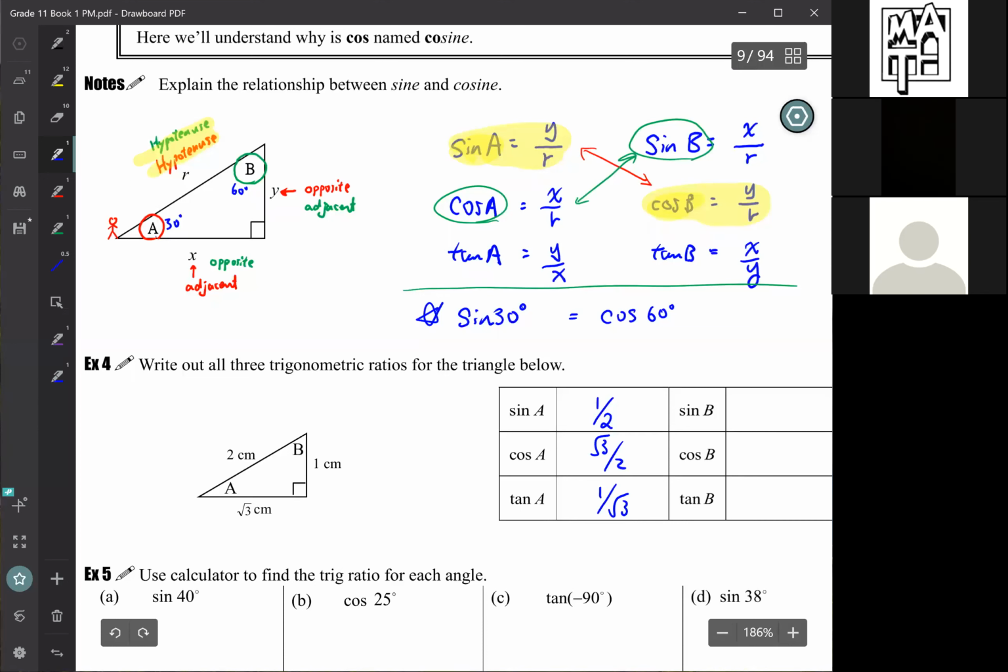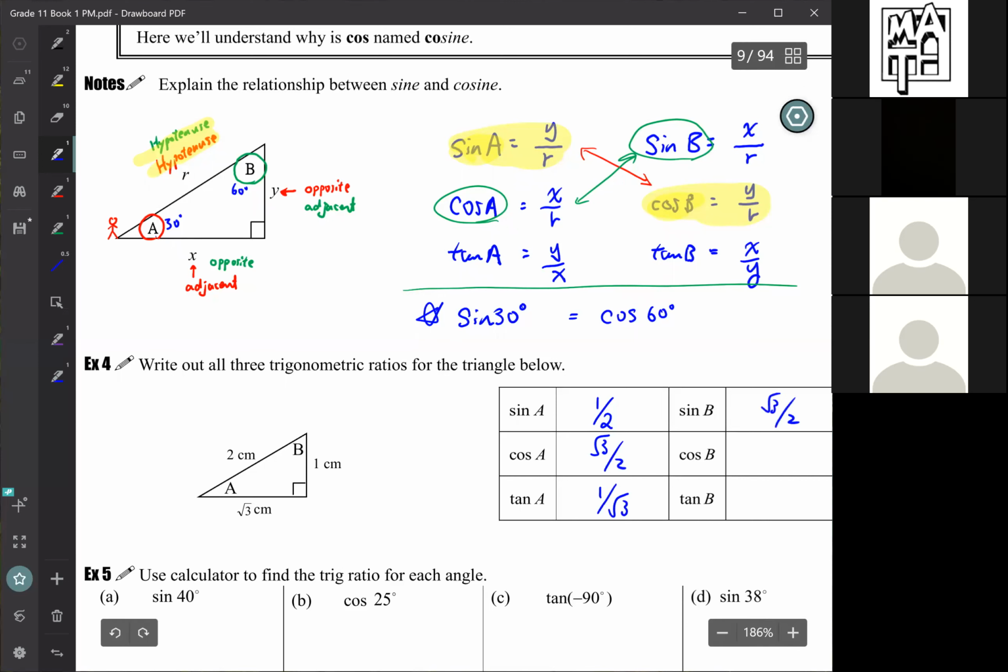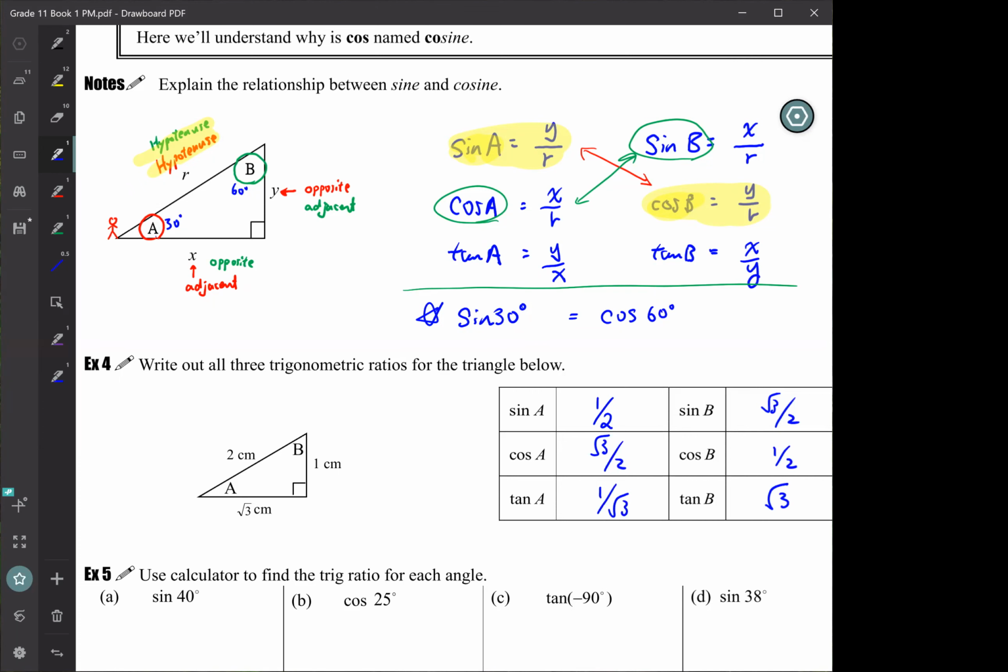Good. And Jiawen, sine B? Square root 3 over 2. Yeah. And Jenny, cosine B? 1 over 2. Okay. Ivy, tangent B? Square root of 3. Yeah. Okay, square root of 3 over 1 is the same.